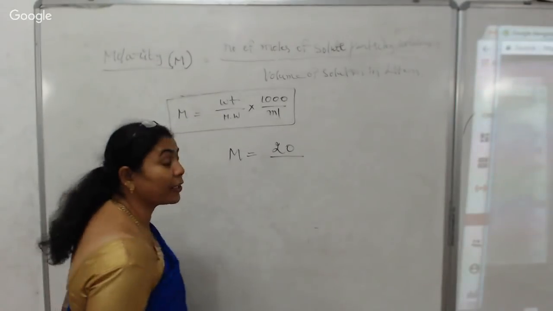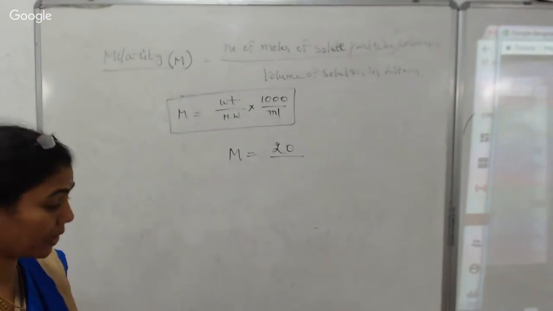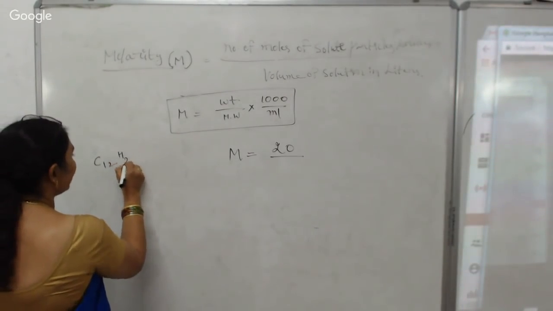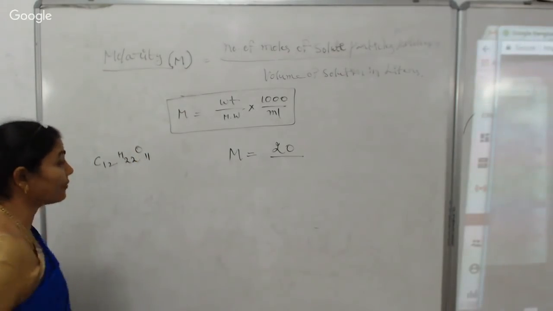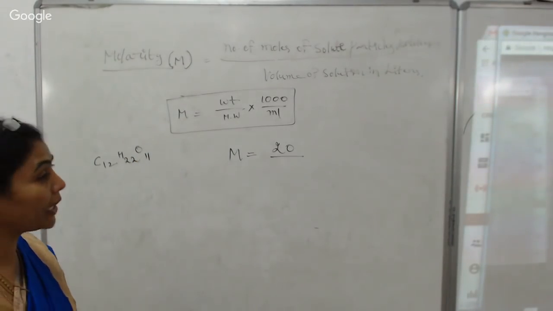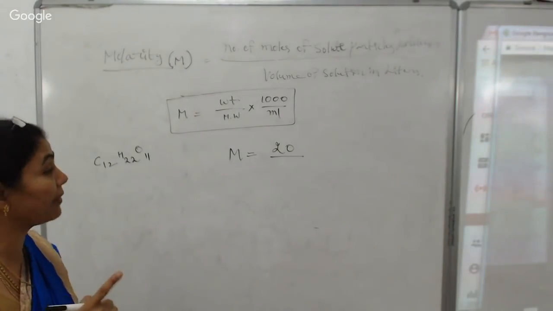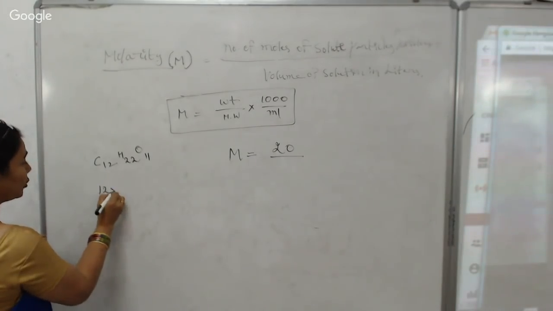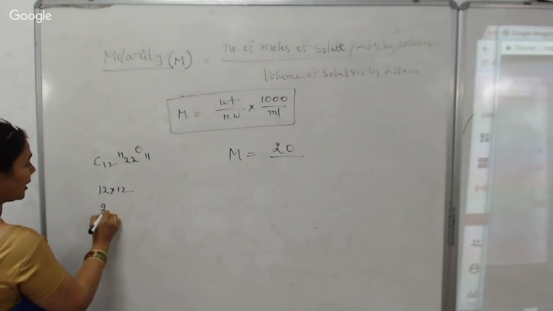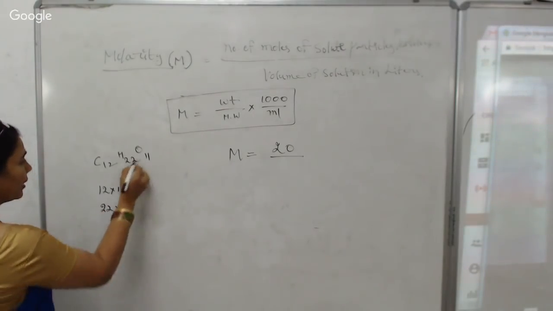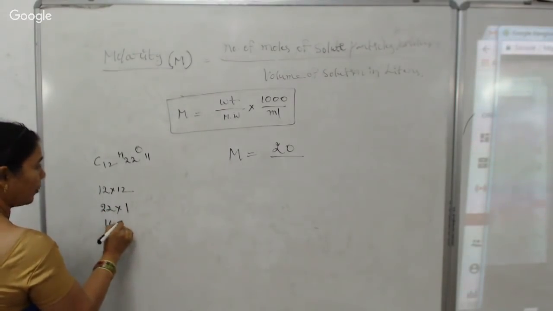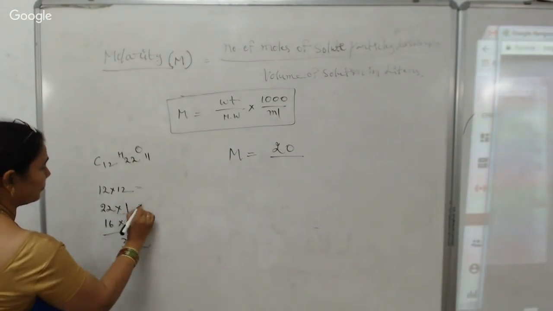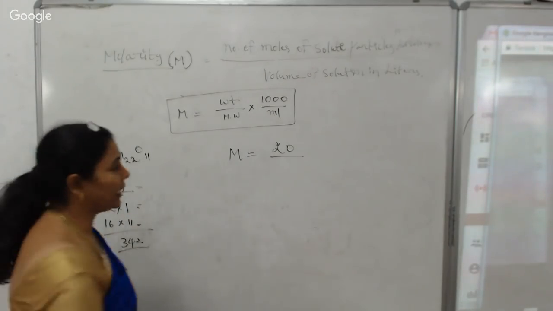What is the molecular weight of sugar? What is the formula of sugar? Sugar formula is C12H22O11. Already I told in the first class how you have to calculate the molecular mass of compounds. Each carbon atom is 12, so 12 into 12. Hydrogen is 22, but each hydrogen weight is only 1. And oxygen is 16, but how many oxygen atoms? 11. If you calculate, you will get 342. So molecular weight is 342.